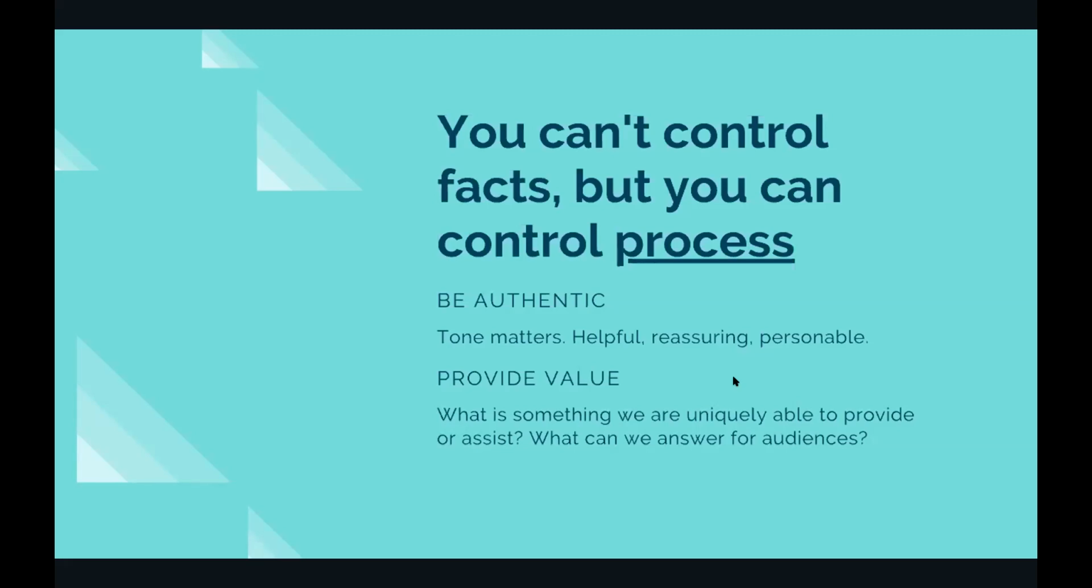Providing value: there's a lot of extraneous information going out right now, and making sure that the communication that is put out is true and also useful is extremely important right now. And one way to guide this direction is to ask, what is something that we are uniquely able to provide or assist? What can we answer for our audiences or communities? And having that as sort of the guidepost can really help eliminate unnecessary information.